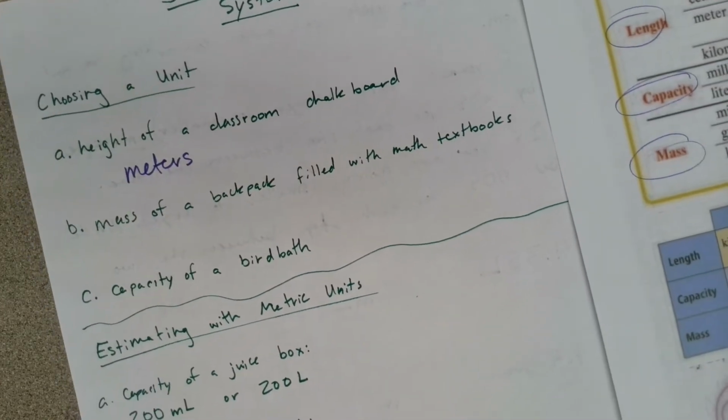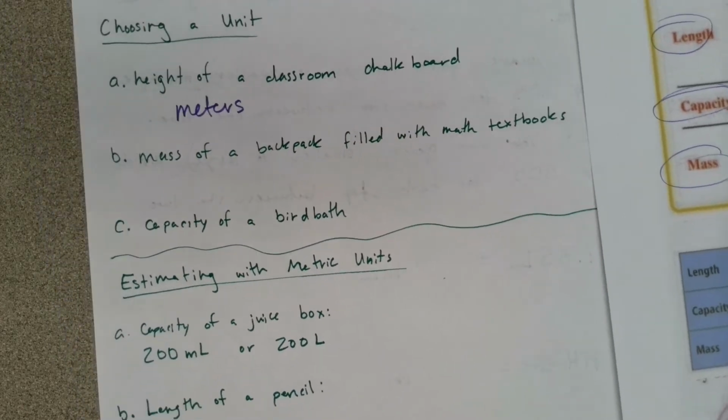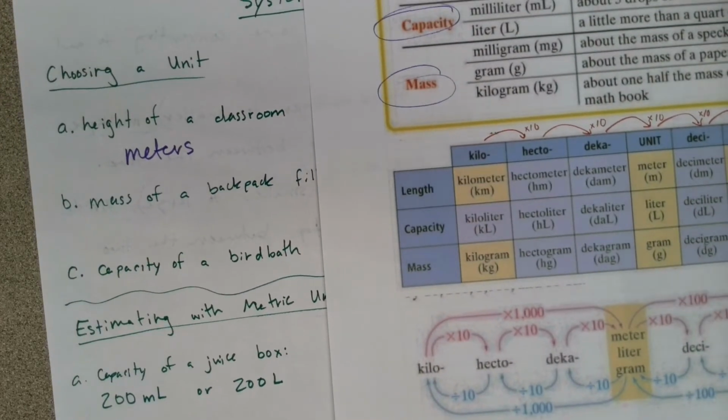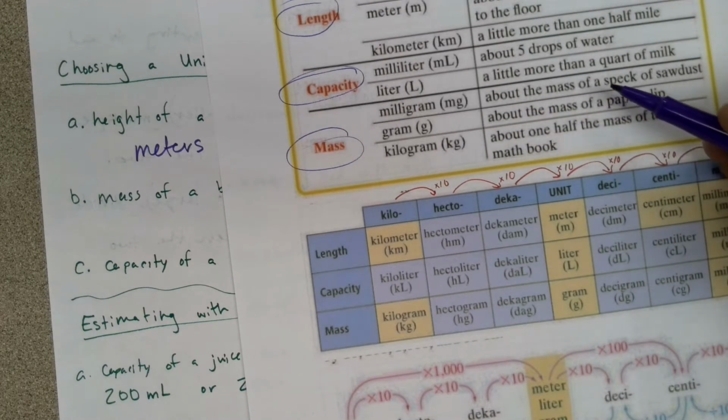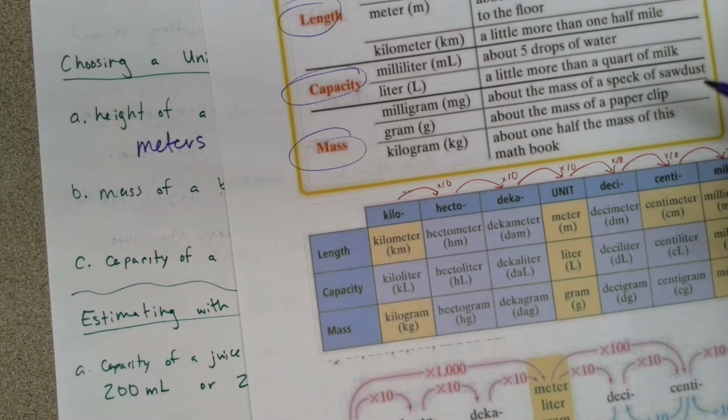B, mass of a backpack filled with math textbooks. So we're looking at mass. We have three options here. We've got milligrams, which is about the mass of a speck of sawdust. That's going to be so many. That's going to be ridiculous to try to measure our backpack full of textbooks.